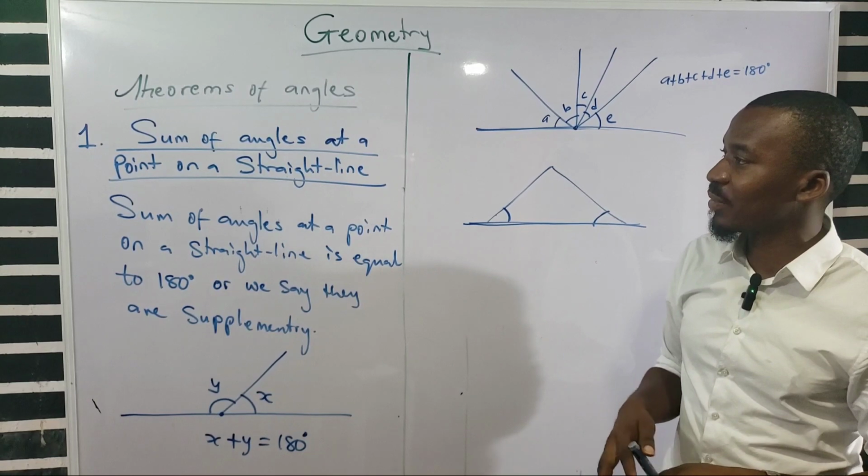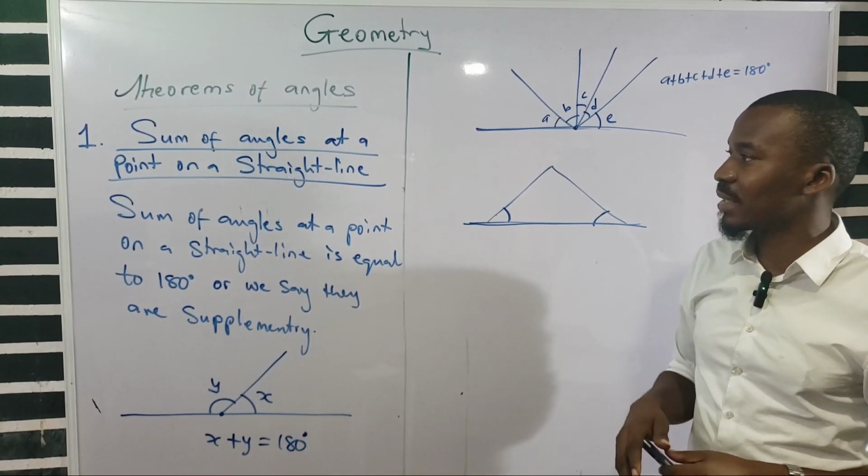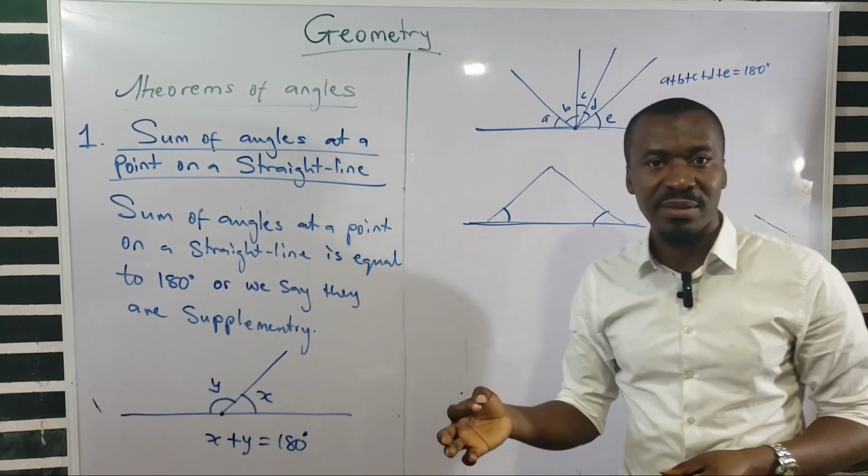So we are moving to the next one. The second one we are going to look at is the sum of angles at a point.